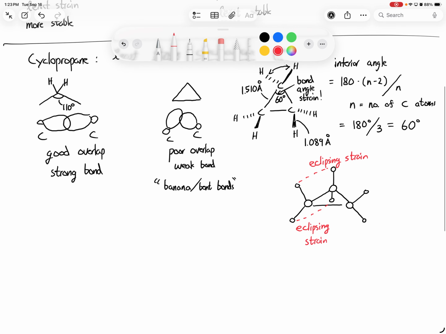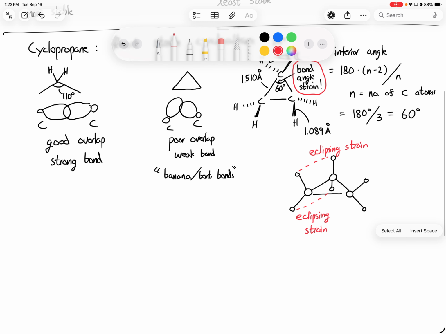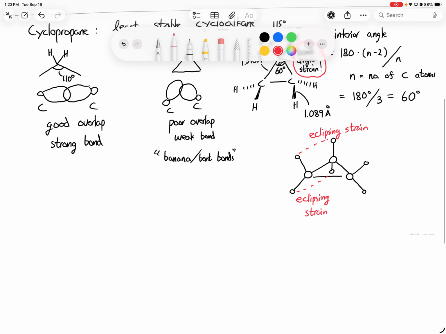So we have eclipsing strain here, and then I'll circle this one. The other big one is bond angle strain. So that's the major one. Bond angle strain is the major component here that causes cyclopropane to be so reactive. All right. So let's summarize those two strains here.